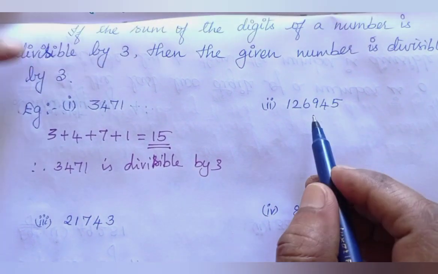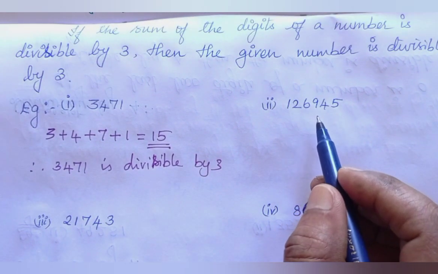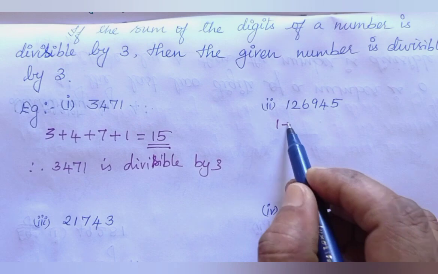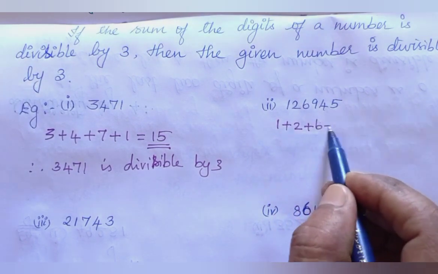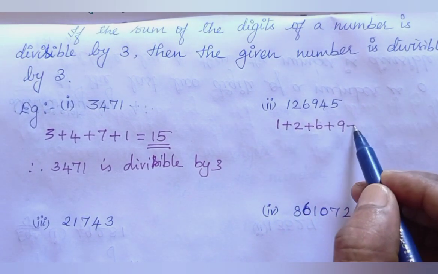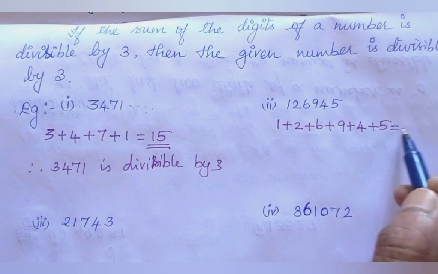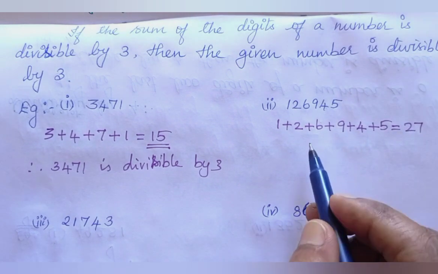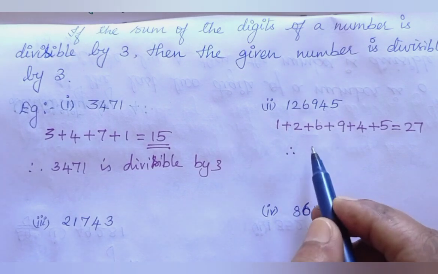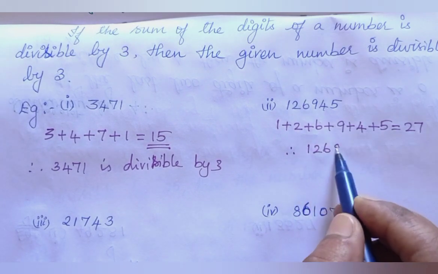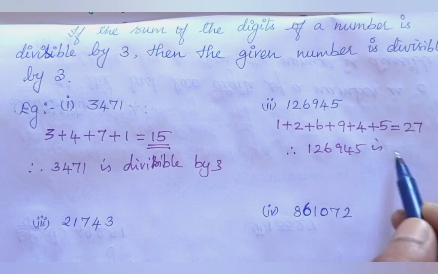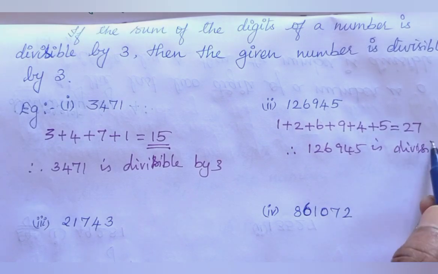Similarly, we are going to check for 1,26,945. For that 1 plus 2 is 3, 3 plus 6 is 9, 9 plus 9 is 18, 18 plus 4 is 22, 22 plus 5 is 27, and this 27 is divisible by 3. Therefore, 1,26,945 is divisible by 3.